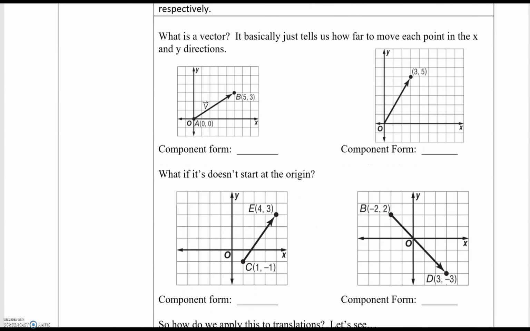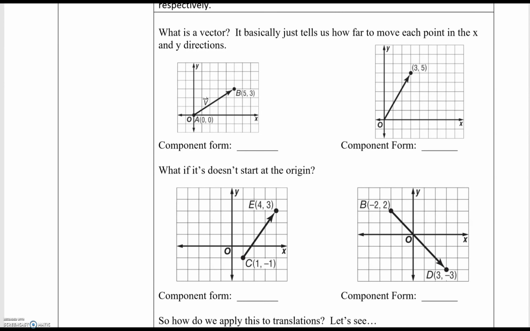Okay, so let's look at this. We're going to write our vectors here in component form, with our little pointed brackets. It looks like we are moving right 5 and up 3. So when we go right 5, it's positive 5, and when we go up 3, it's positive 3. This is our left and right, and the second number is our up and down, kind of like an X and a Y.